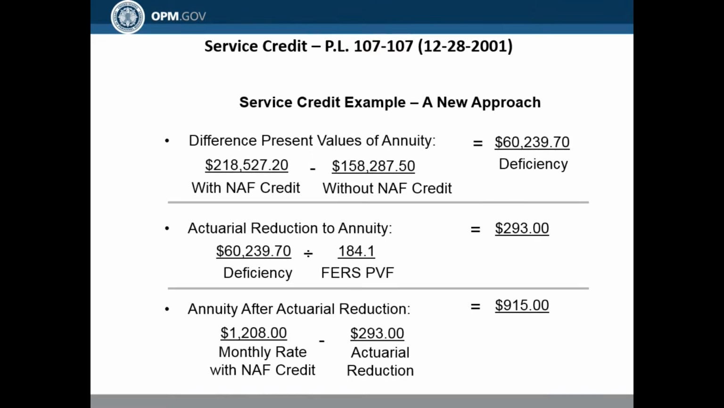So let's look at another example here. When we've got a service credit example here, the difference between the present values of the annuity with the NAF service versus without the NAF service, the deficiency is $60,239.70. We already talked about what a present value factor is based on this person's age. We divide the amount by the present value factor, and that is the amount that we're going to reduce the annuity. So the monthly amount would be $1,208. With the NAF credit, we actually reduce that by the actuarial reduction. So you see that it basically comes out the same.